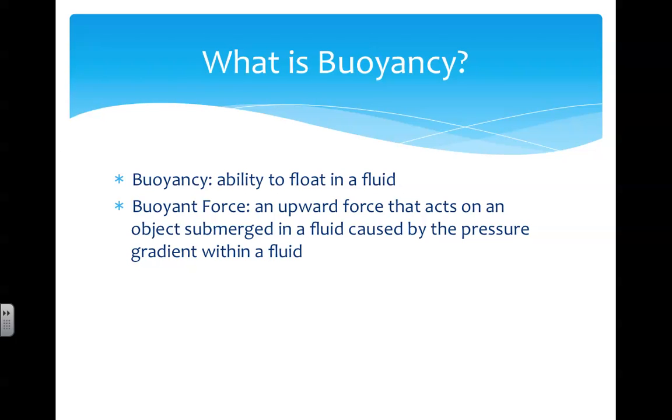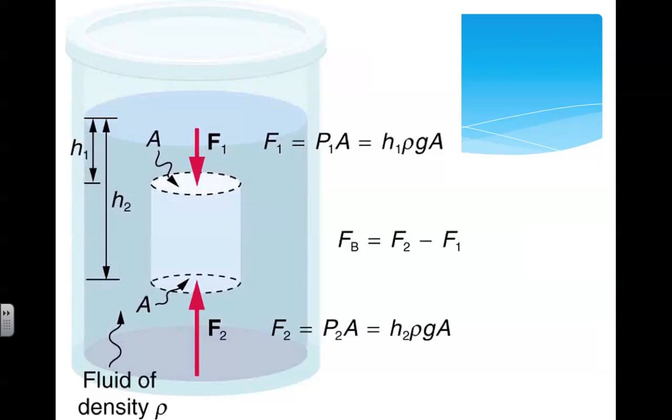A buoyant force is an upward force that acts on an object submerged in a fluid because of the pressure gradient, or pressure difference, within a fluid. To prove that there is in fact a buoyant force within fluids, we must remember that pressure varies with depth. The closer to the surface, the lower the pressure, and the further from the surface, the higher the pressure.